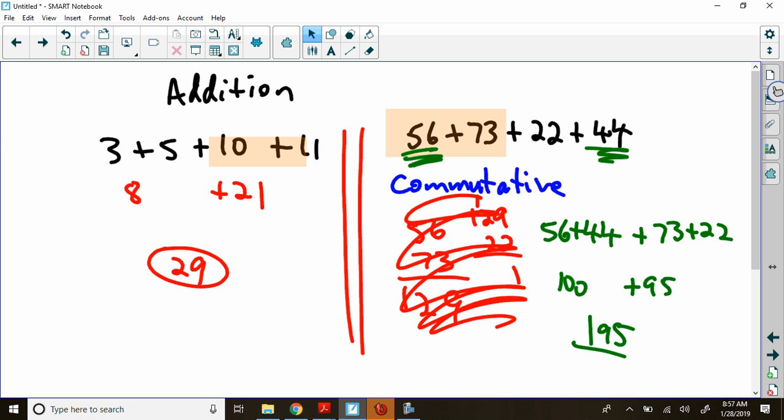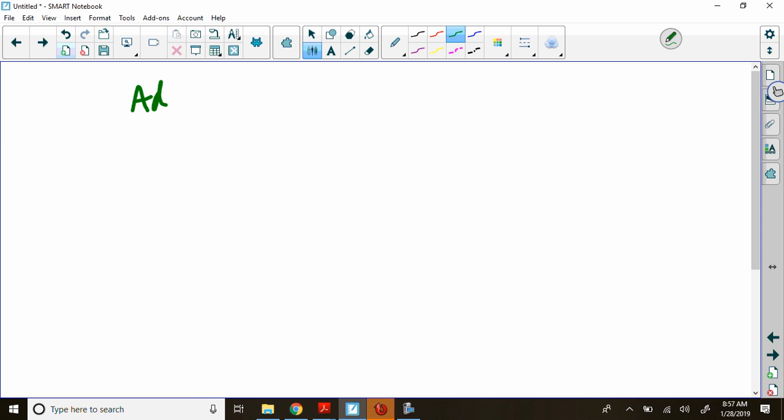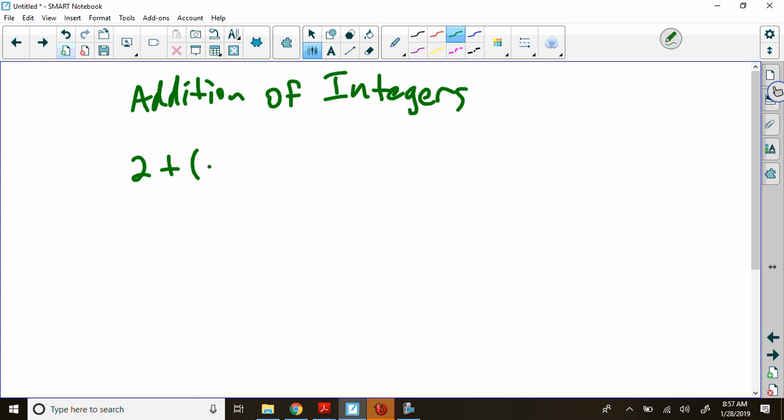So when we get into addition of integers, this is where people get it twisted, because all of a sudden now you're not just adding. What if we had 2 plus -5?